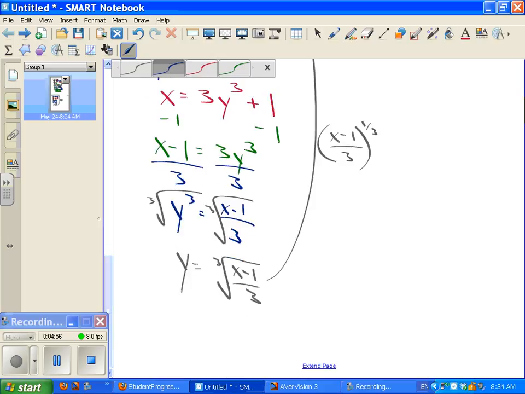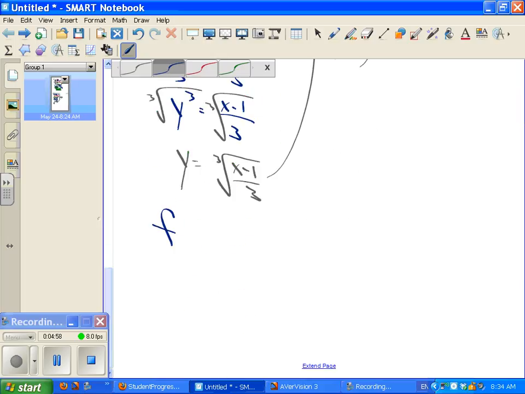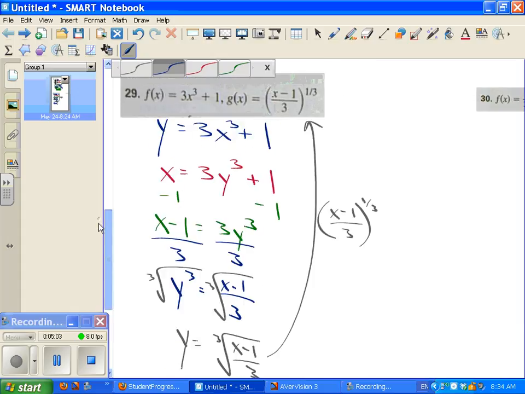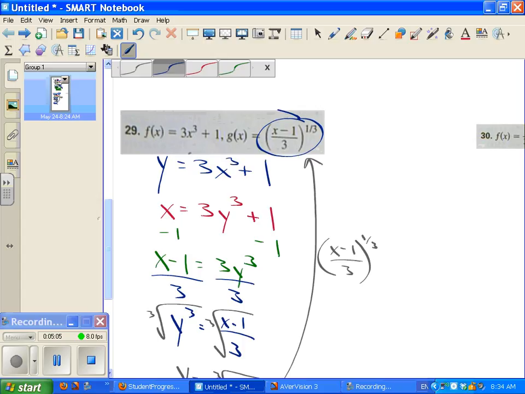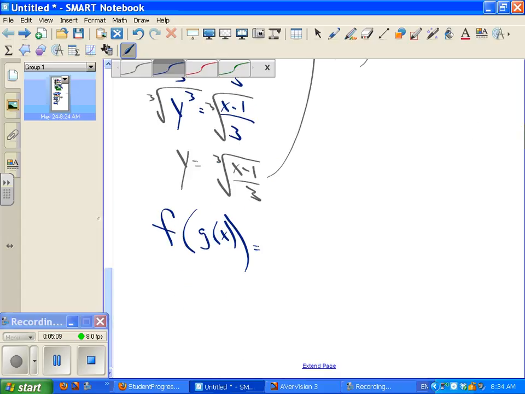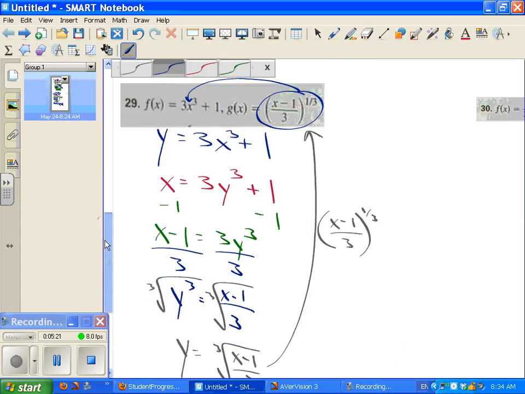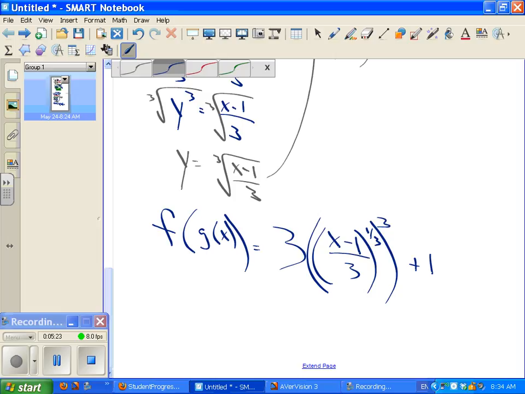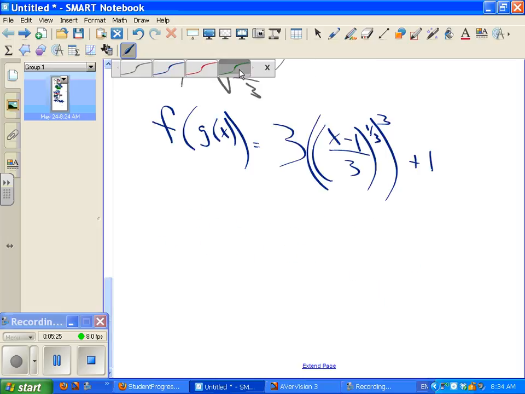So we go, let's say, f of g of x. I'm going to take this g function and put it in for that one's x. So that'll get me 3 times x minus 1 over 3 to the 1/3, cubed, plus 1. All right, and then you just start simplifying it out.